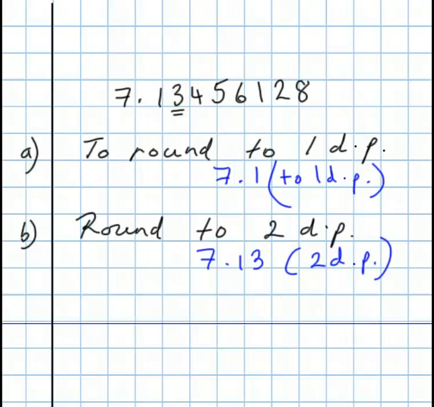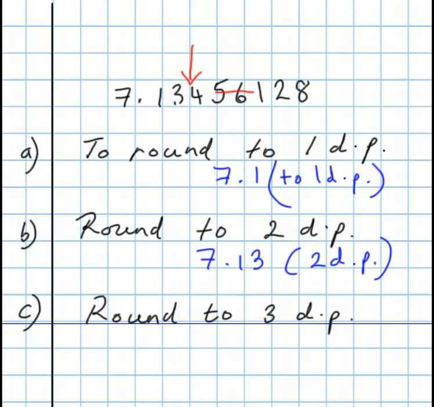Now, what about if we're asked to round to 3 decimal places? Well, here we go. We put an arrow above this figure here. That's what we're rounding to, so it's 3 places to the right. Just get rid of these little marks here. And we get rid of all the other figures. Then we look at the first figure we crossed out. The first figure we crossed out was 5.